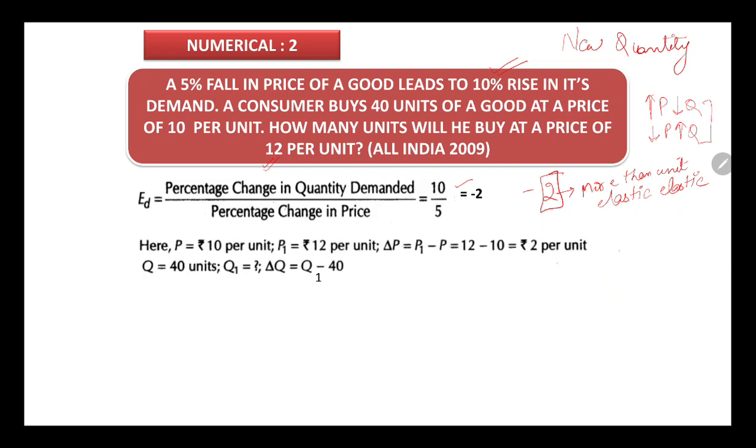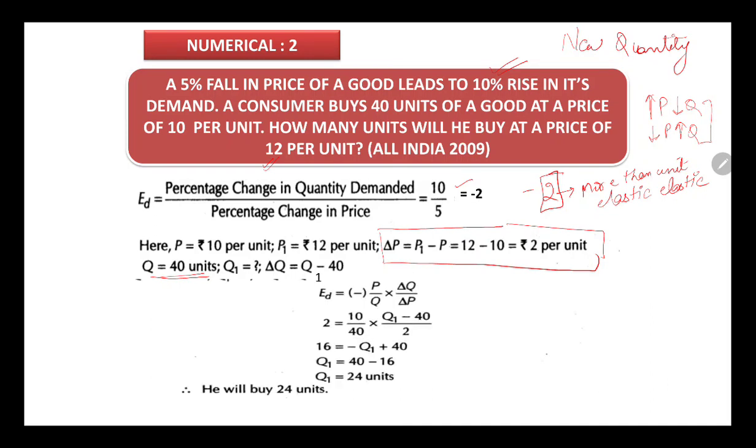Okay, so then they are saying a consumer buys 40 units of a good. So 40 units is the initial quantity, right? Then at a price of rupees 10, a new price is given, so you get the change in price as rupees 2 per unit. 40 is the initial quantity. So what we did, we took the proportionate method where we are putting these values over here. We know that elasticity is 2. We could have put a minus 2 here, but since we have already put a minus sign over here, that is fine. Either side you can put the minus sign.